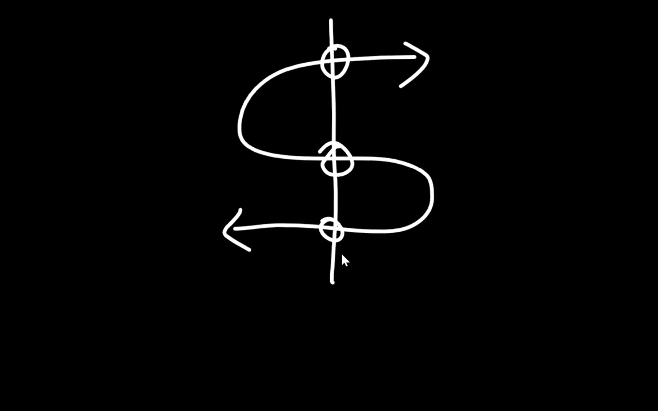However, if, for example, our function looked like this, if we put a vertical line through here, it touches here, here, and here. And the vertical line test states that it can only touch once to be a function. And since it touches 3 times, it's not a function.